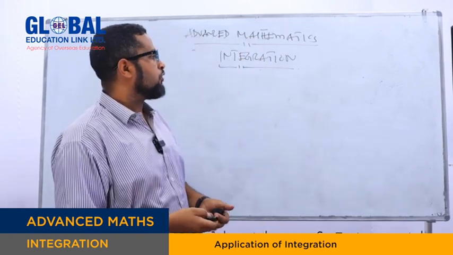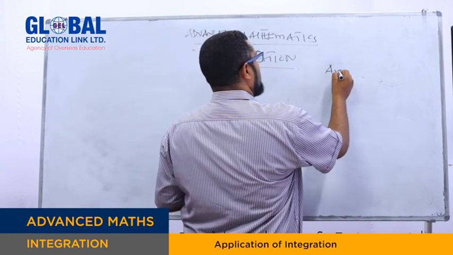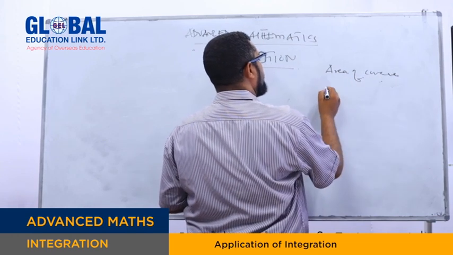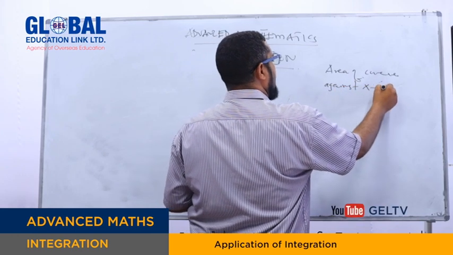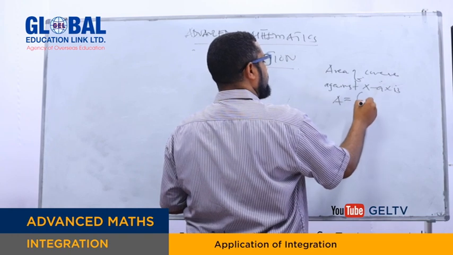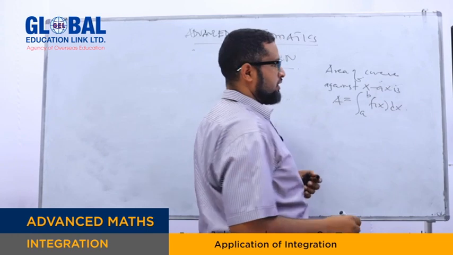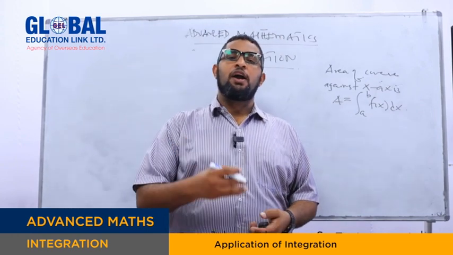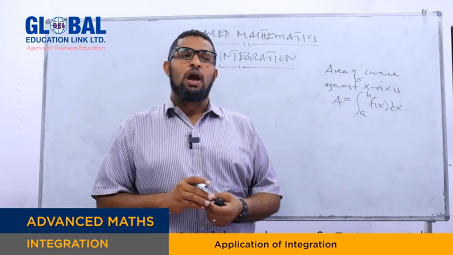The first example was on how to find the area of the curve when it's drawn against the x-axis, in which we use the formula A is equal to the integral from a to b of f of x dx. Now, in the second example, we are going to see how to find the area of a curve that is drawn against the vertical axis.